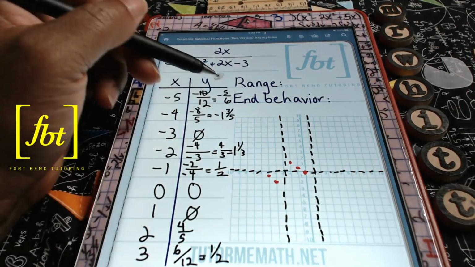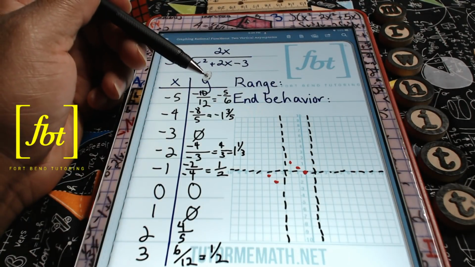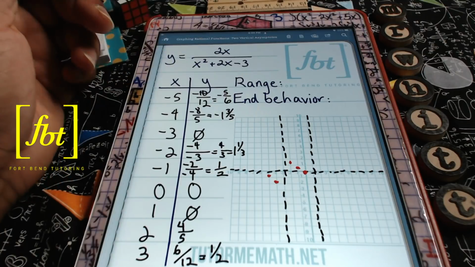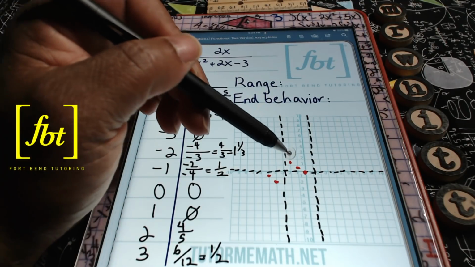That's pretty separated there. I don't think I'll need any additional points here. But remember, this is on your own shakiness. So if you feel shaky about it, you go ahead and get some other points that are closer to the interior of those vertical asymptotes. But I'm pretty sure this is going to have a cubic shape.